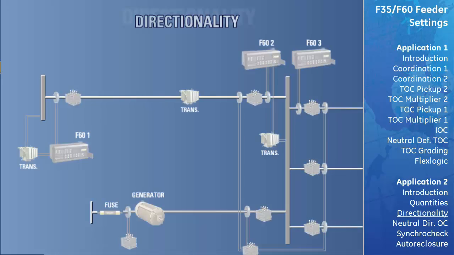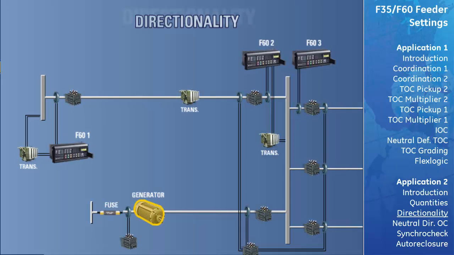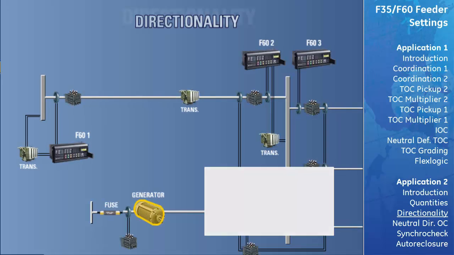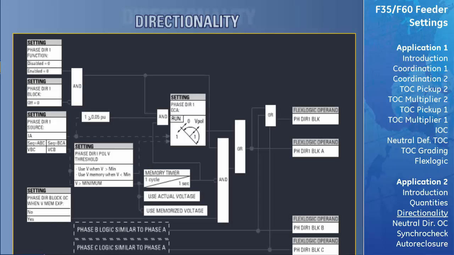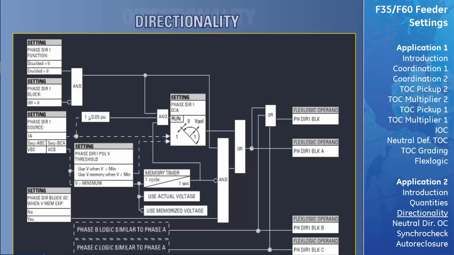To support the generator that has been added to the system, we will now look at the elements and settings that will be required to add directionality to the phase time, phase instantaneous, and neutral time overcurrent elements used in our earlier solution. This is the block diagram of the directional element that is within the F60 universal relay. After examining the logic of this element, the protection engineer determined that the phase directional block output operand will be at logic 1 when the current is in the reverse direction, and so it will be used as a block signal for the overcurrent elements.